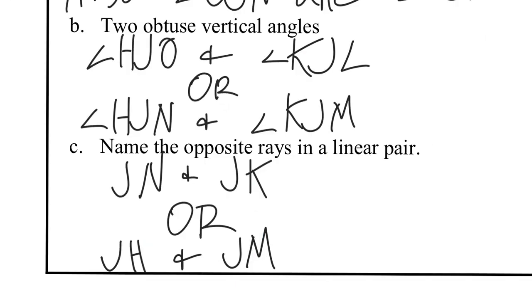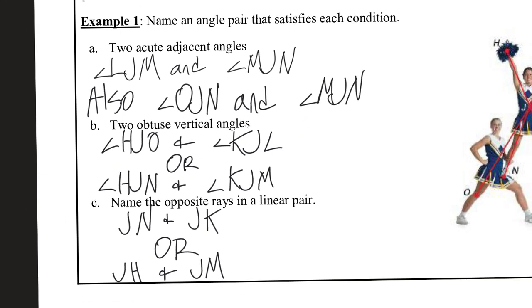So we need to name the opposite rays that are in the linear pair. If I look at JN, it appears to be making a straight line when I combine it with JK, okay? So I would say JN and JK would be my opposite rays. I could also say JH and JM. That would be also an acceptable answer. So I went ahead and I wrote both of those answers down, and while I was doing that, I decided, I'm just going to add what I previously said about the other one. So here are all the answers for example one.